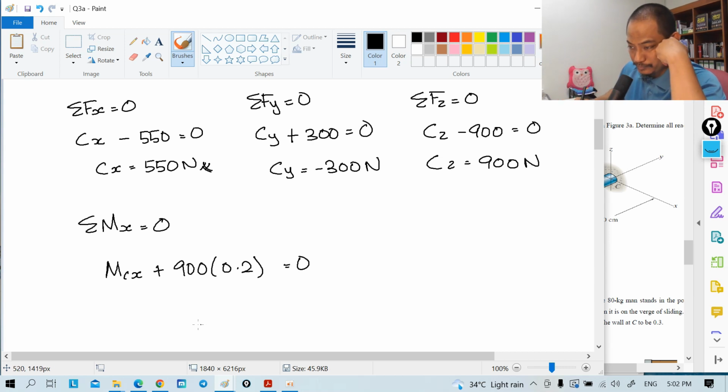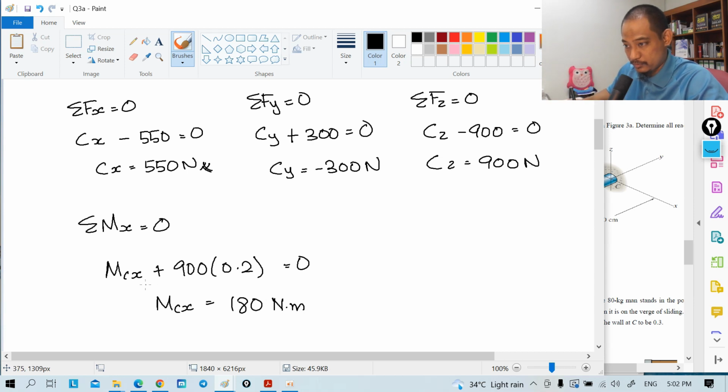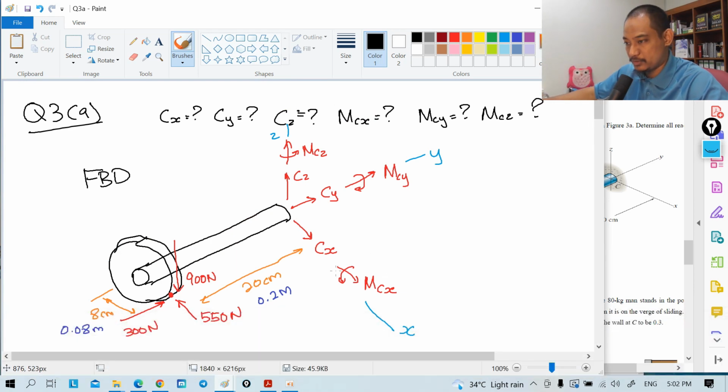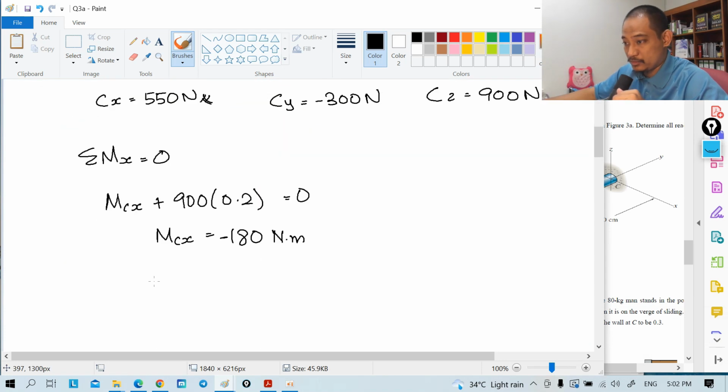So MCX equals 900 times 0.2, which is 180 Newton meter, because this is already in meter. Wait, so this is negative, meaning it's clockwise again. So MCX positive, and 900 positive as well, so it'll be the other one. Alright, so it becomes negative 180 Newton meter.